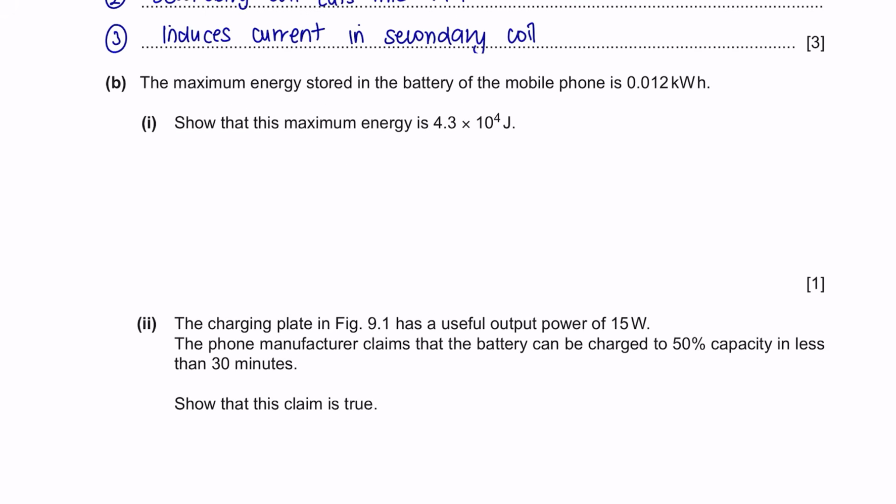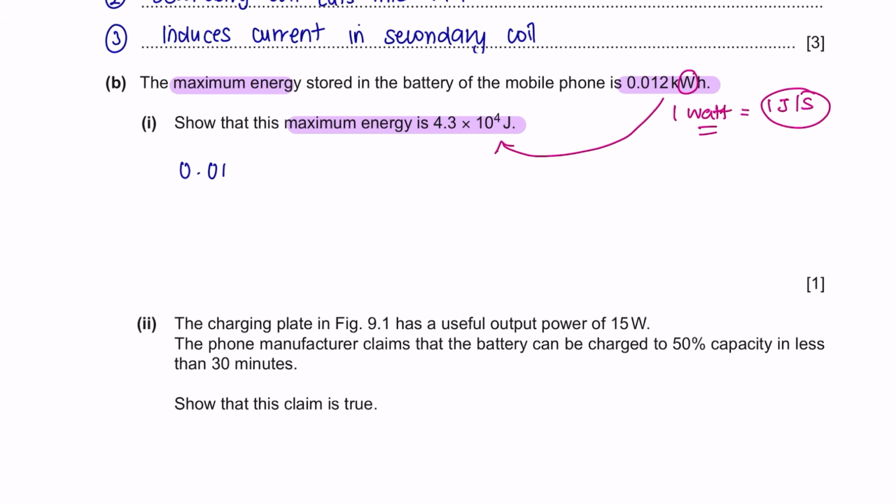Next, question B. The maximum energy stored in the battery of the mobile phone is 0.012 kilowatt-hour. Part 1 shows that this maximum energy is 4.3 times 10 to the power of 4 joules. Okay, so this can be proved easily as long as you understand that 1 watt is equal to 1 joule per second, meaning that 1 watt measures the rate of energy transferred. So what's going to happen here is just a unit conversion. We're going to change kilowatt hour into joules per second.